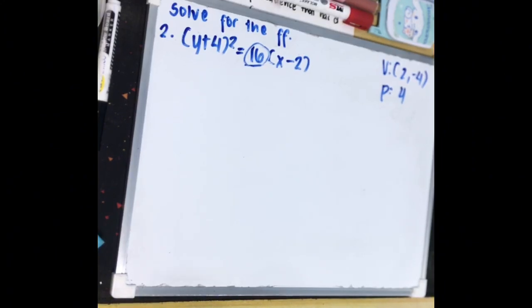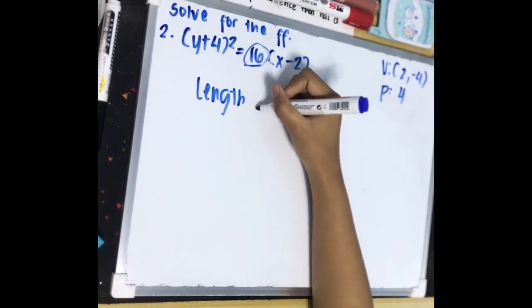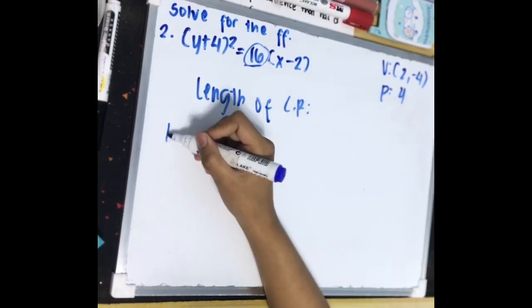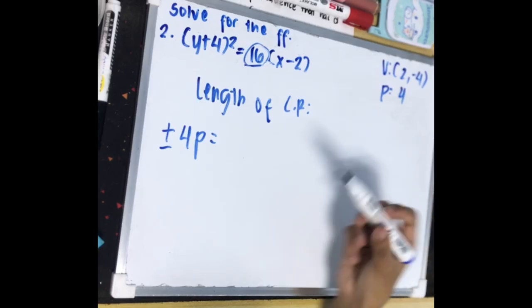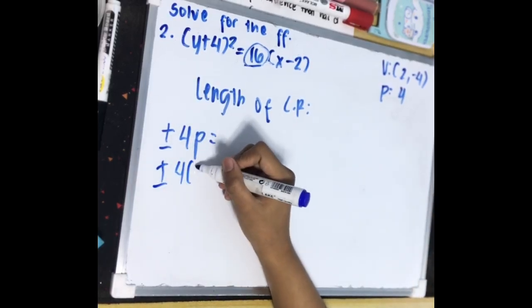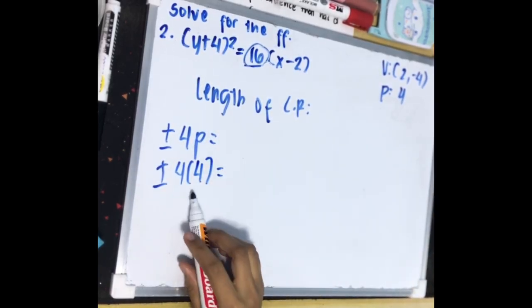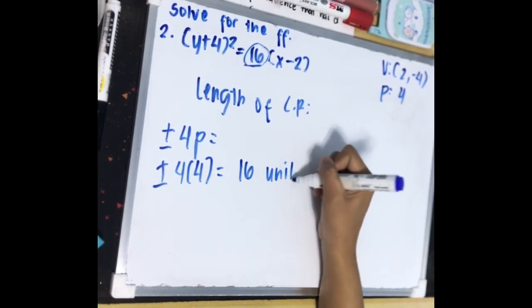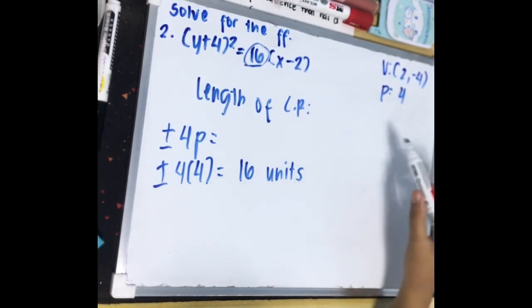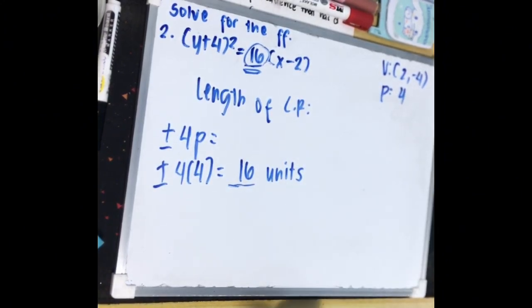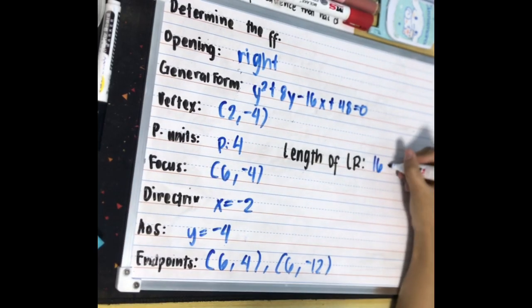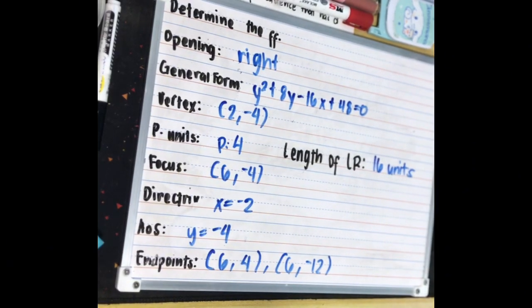So, to solve for the length of the latus rectum, so positive and negative 4p. So our p is 4, so we're going to multiply 4 times the p. So 4 times 4 is 16. So you have 16 units. Napapansin nyo ba, kada length ng latus rectum is same sila sa 4p. So, ayan po yung mga answers sa example number 2. So, if ganyan yung sagot nyo, ibig sabihin, tama ako at tama din po kayo.